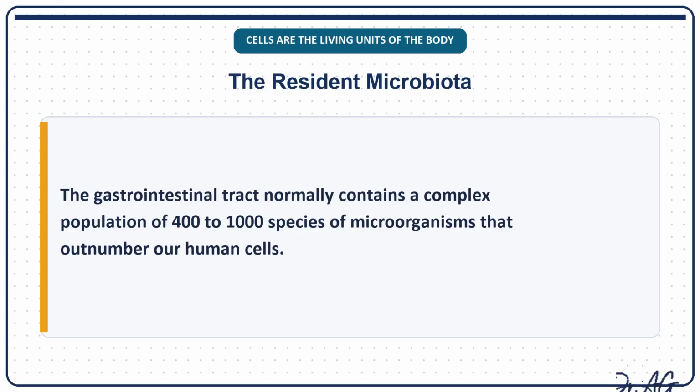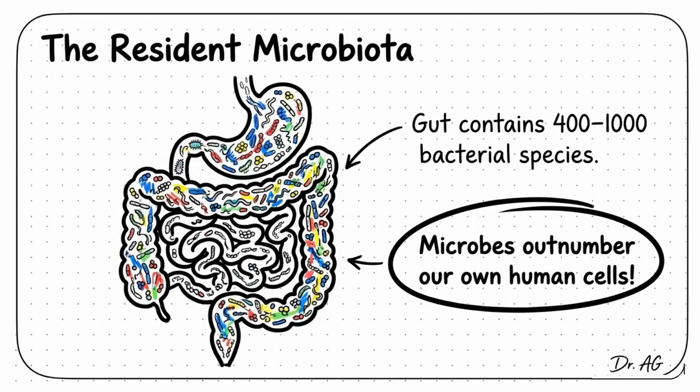The gastrointestinal tract normally contains a complex population of 400 to 1,000 species of microorganisms that outnumber our human cells. Your gut is home to 400 to 1,000 species of microbes. Together, this microbiota actually outnumbers your own human cells.